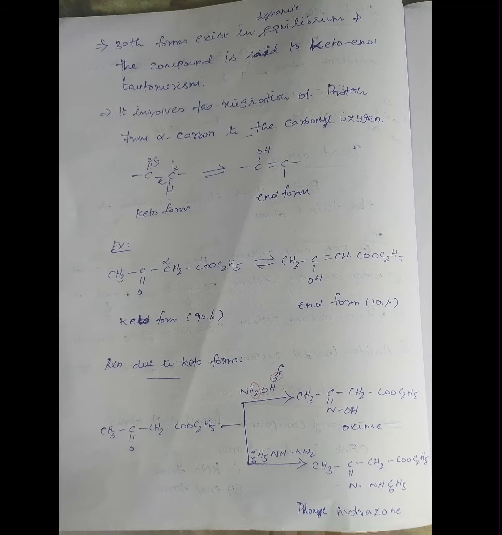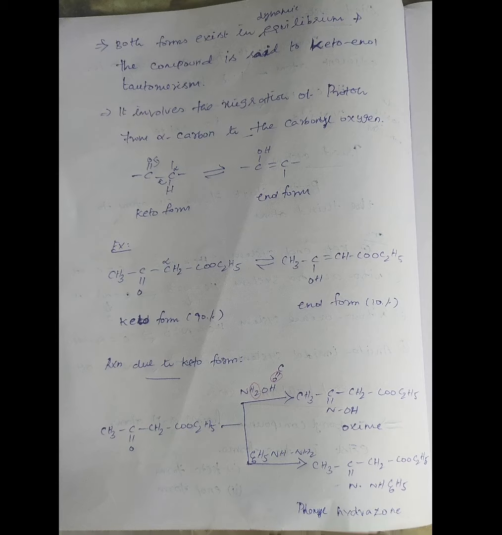So for example, acetoacetic ester, this is a keto form. 90% is keto form, so acetoacetic ester exists mainly in keto form. A little, 10%, is possible for enol form. So this is the reaction.